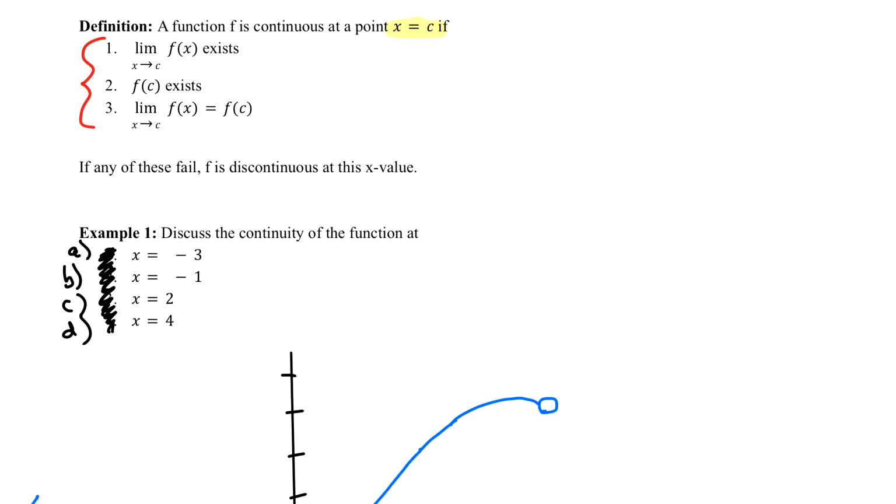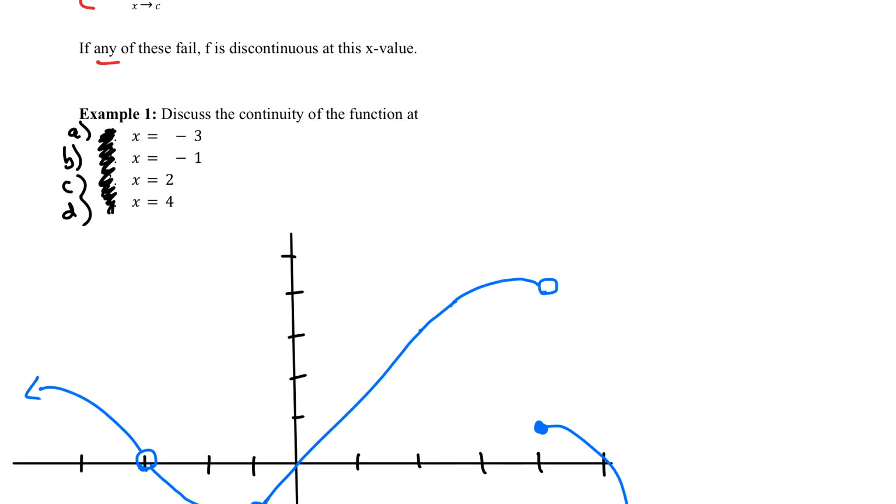If any of these fail, then we say that f is discontinuous at that x value, or we might say it has a discontinuity at that x value. So as soon as we find one of them that is not true, that doesn't work, then we can stop and say our function is discontinuous there.